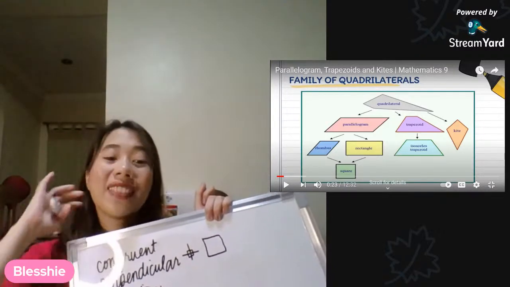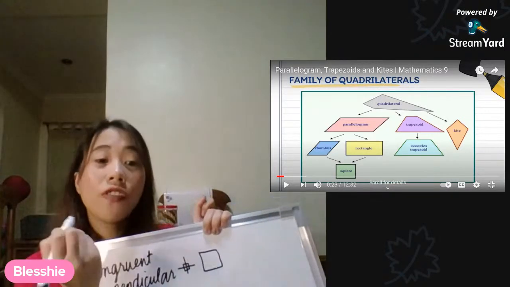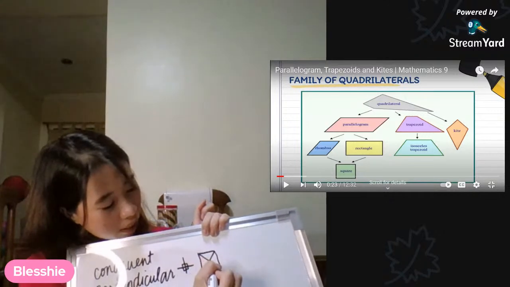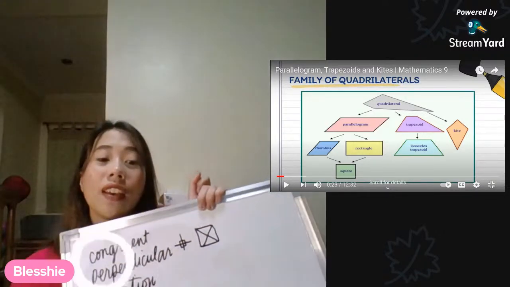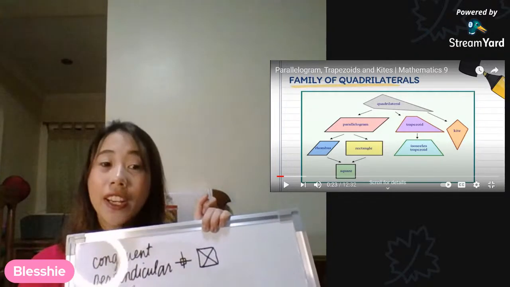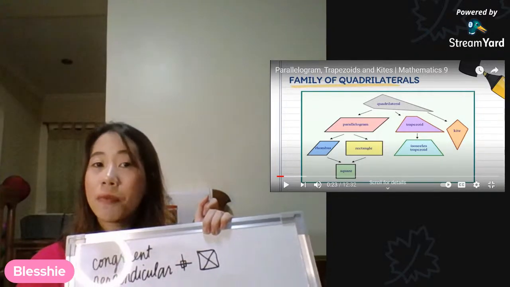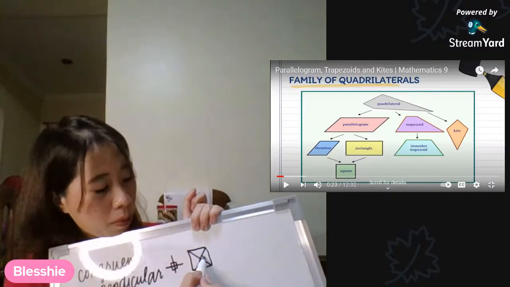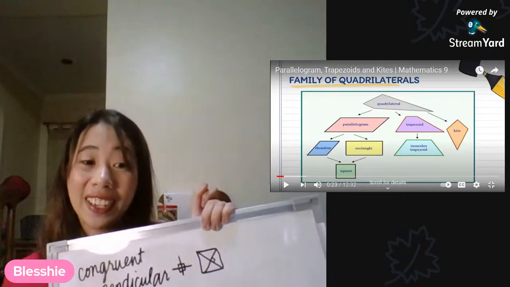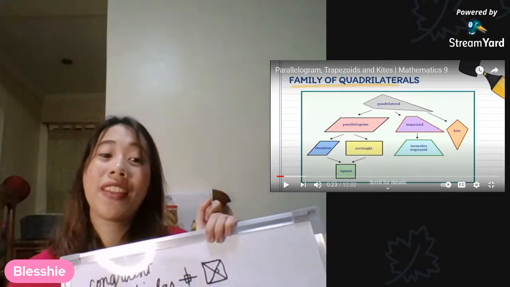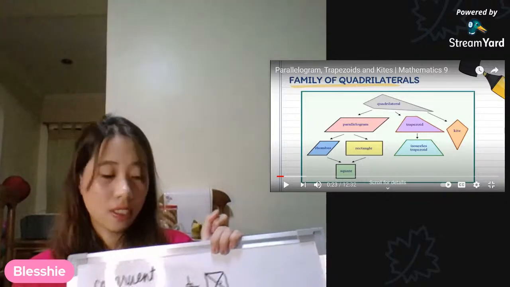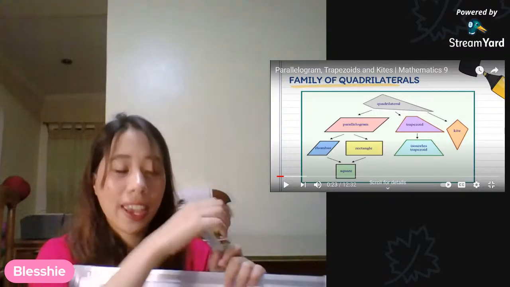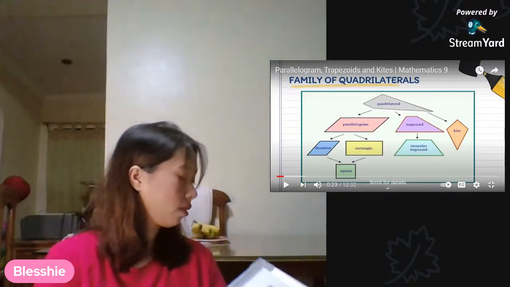Kapag sinabi na ang diagonals, so ang diagonal, obviously, yun yung diagonal line. So, bubuo kayo ng diagonal line. Pag sinabi, the diagonals of the square are perpendicular, ibig sabihin, ito daw na buo natin na diagonal line, makakabuo siya ng 90 degree na angle. So, yun yung perpendicular. So, those are the two words that you have to remember, congruent and perpendicular.